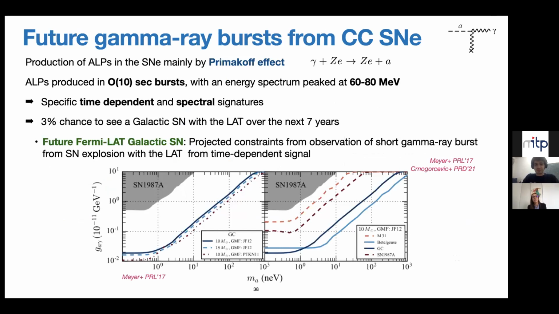We mentioned before, the smoking gun signature possibly for ALPs from core-collapse supernovae would be this gamma-ray burst peaked at hundreds of MeV. However, if we compute the chance for the Large Area Telescope to have one detection within its field of view in the next 7 years, people have computed that this is about 3%. So Meyer and collaborators have assessed what would be the sensitivity of the LAT to a future supernova explosion in our galaxy towards the galactic center, but also in external galaxies like Andromeda. And the sensitivity that you can achieve is about 2 orders of magnitude lower than the current bounds from supernova 1987A.